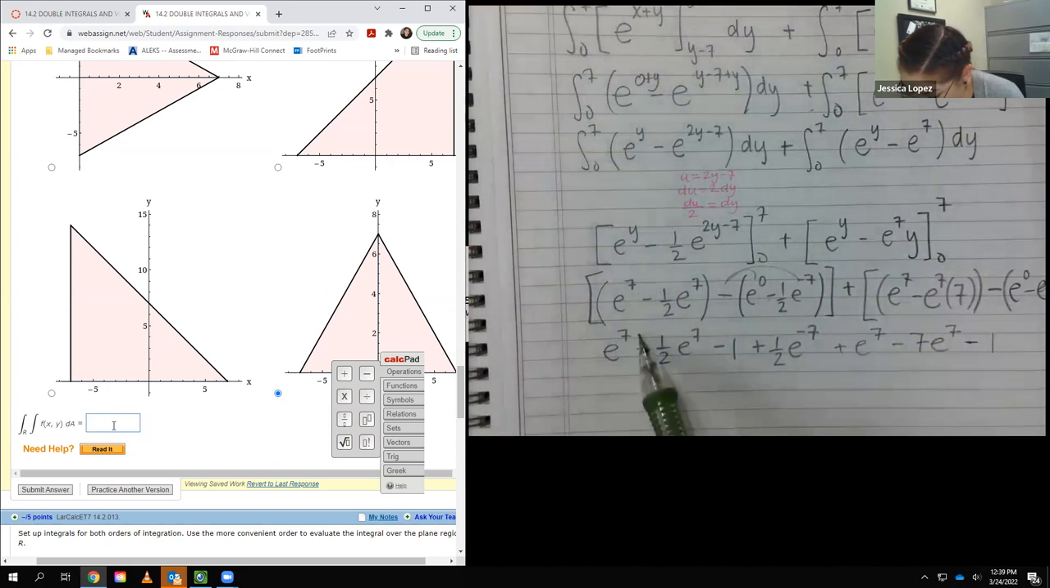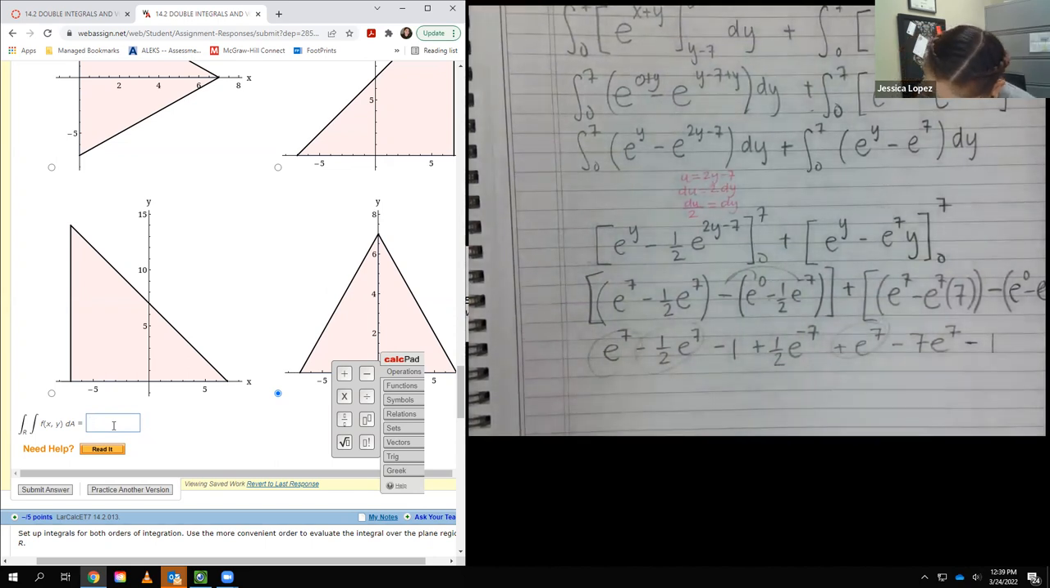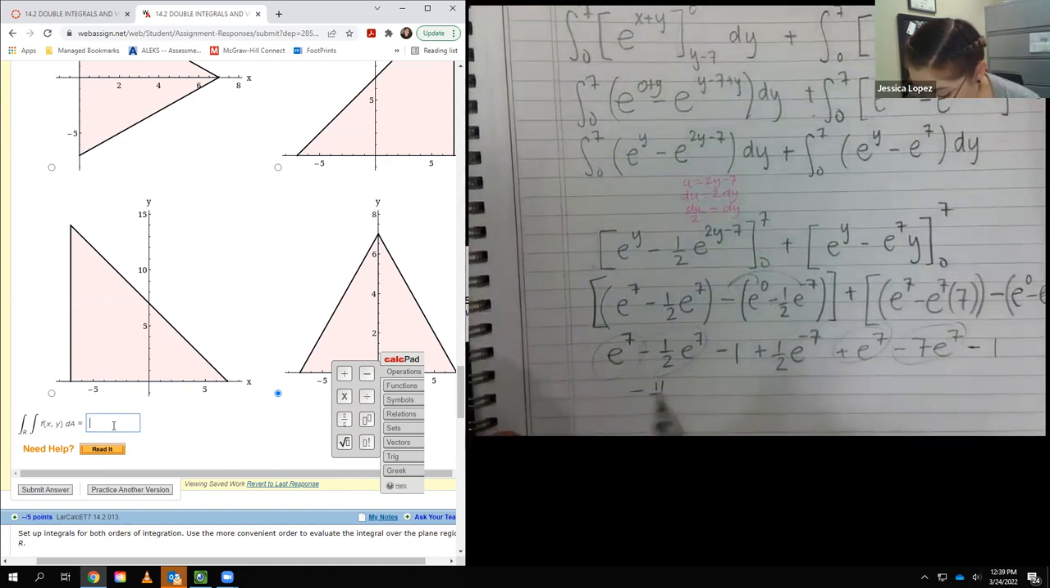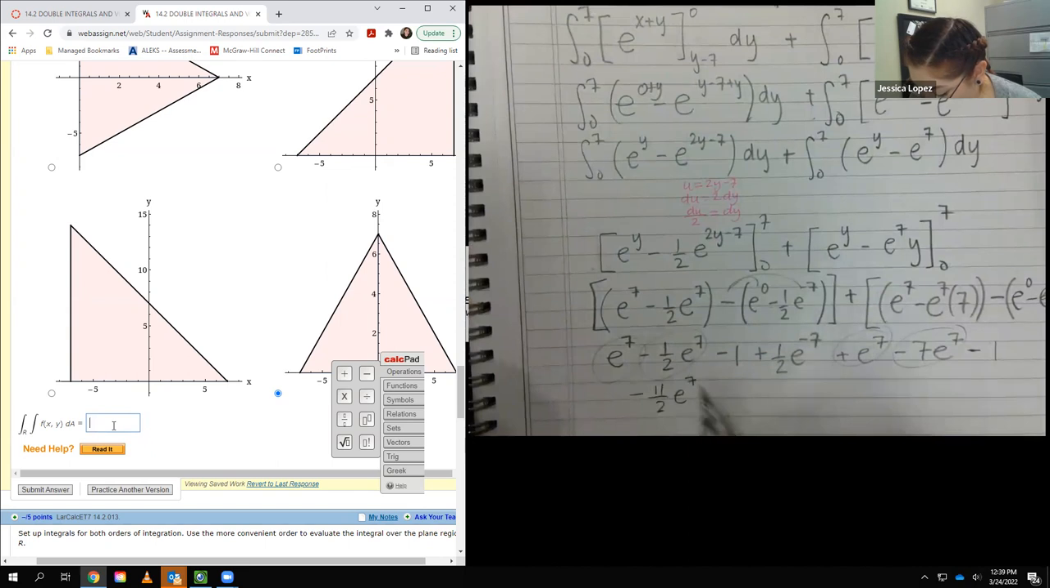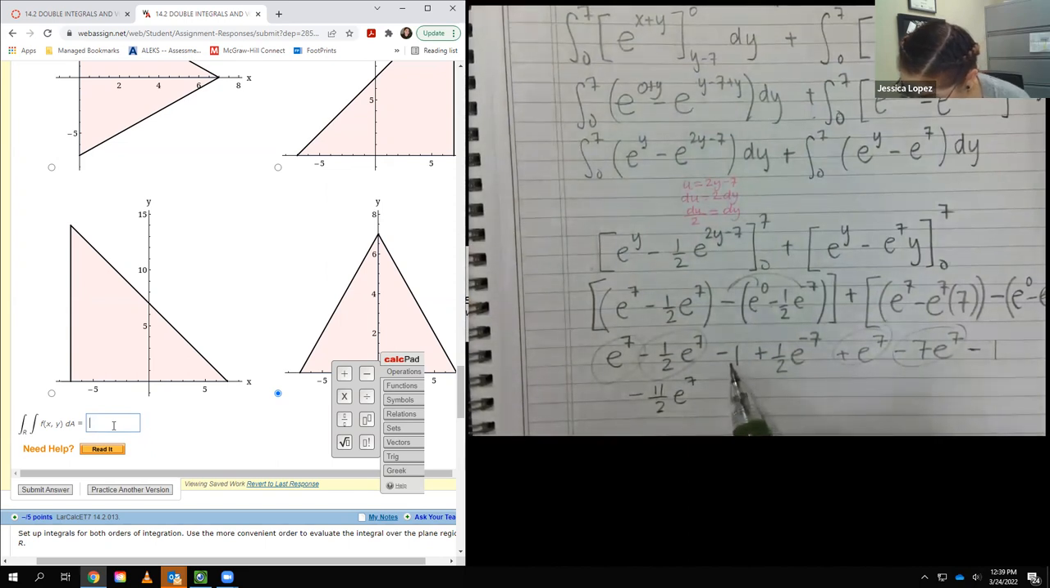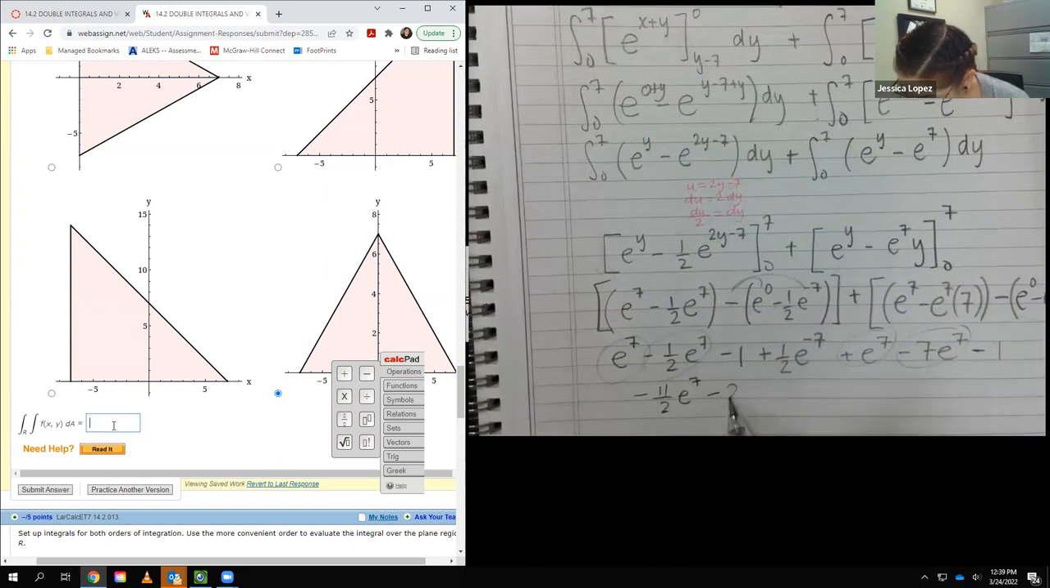So I have e to the 7 minus 1/2 e to the 7, plus e to the 7, minus 7 e to the 7. So let's see, 1 minus 1/2, plus 1 of them, minus 7 of them. I get negative 11 over 2 e to the 7. Then I have minus 1 and minus 1, which is minus 2. And then I have 1/2 e to the negative 7.